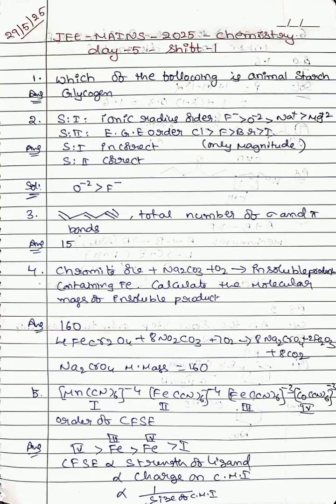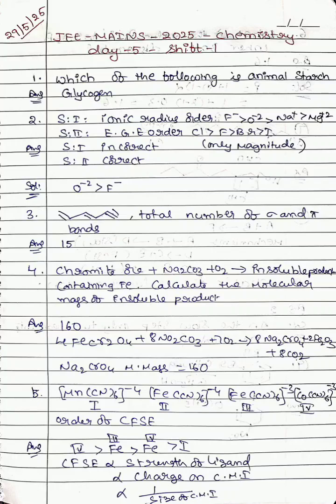Second one, statement type question. First statement, ionic radius order they have mentioned, but they have given F minus greater than O minus 2, which is wrong. The statement 2 is electron gain enthalpy order, only magnitude if we consider, chlorine greater than F greater than bromine greater than iodine they have given. So in terms of magnitude it is a correct order. So the correct option is statement 1 is incorrect, statement 2 is correct.